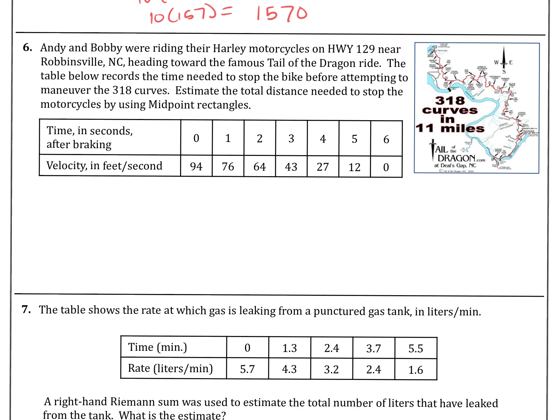All right. Andy and Bobby were riding their motorcycles somewhere in North Carolina, and so on. The table below records the time needed to stop the bike before attempting to maneuver the curves. Estimate the total distance needed to stop the motorcycles by using midpoint rectangles.